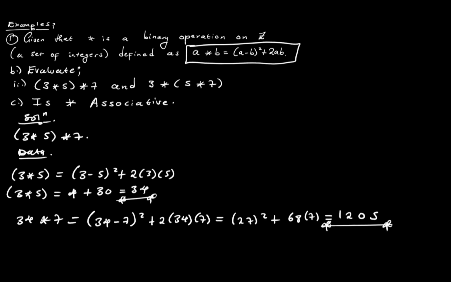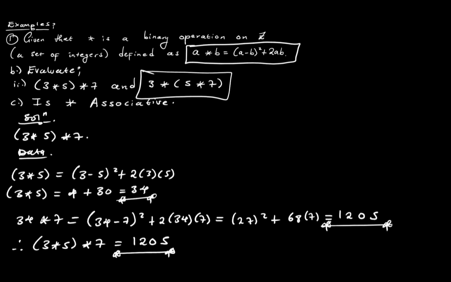Now, this basically implies that 3 star 5 star 7 is equal to 1205. So that is basically the answer that we have. Now, other than that, we need to also find this other portion here. Now, remember, we also have to start with brackets again. So I'll start with the brackets and look for 5 star 7.